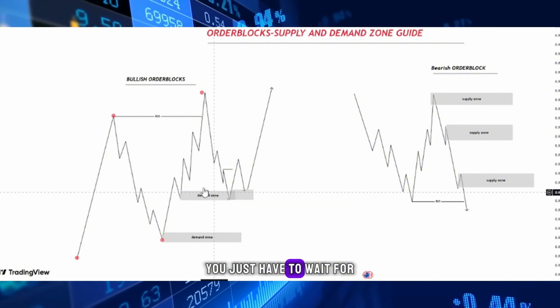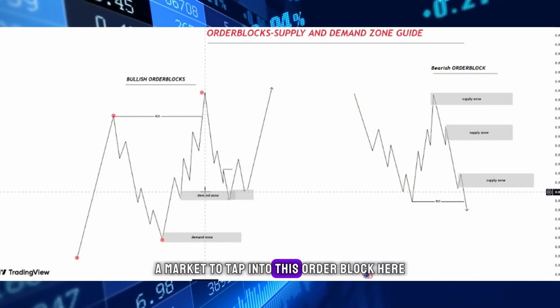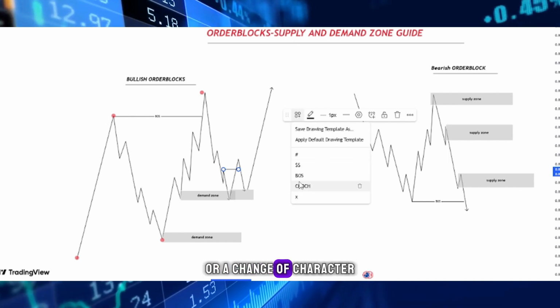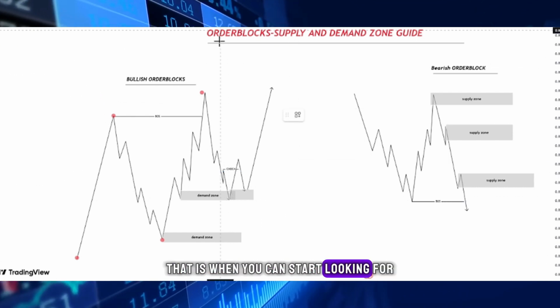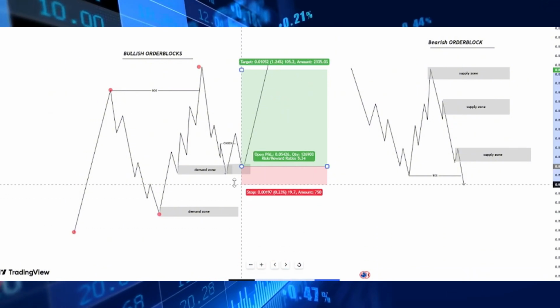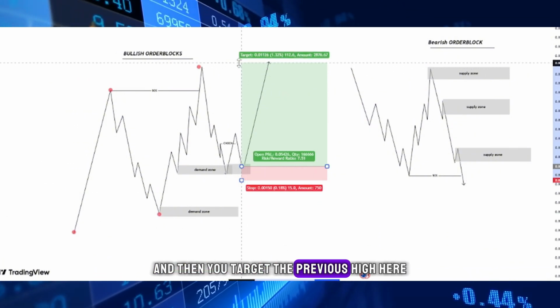But you just have to wait for the market to tap into this order block here and then get a market structure shift or a change of character. That is when you can start looking for your buying opportunities, just like this, and then you target the previous high here.